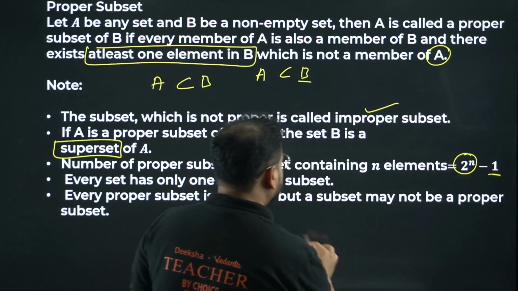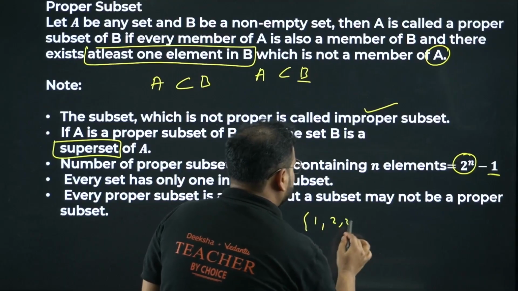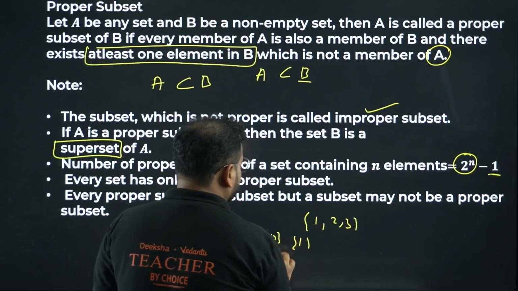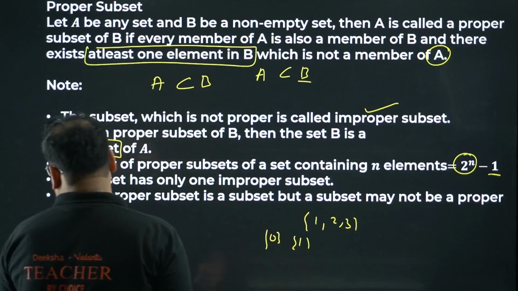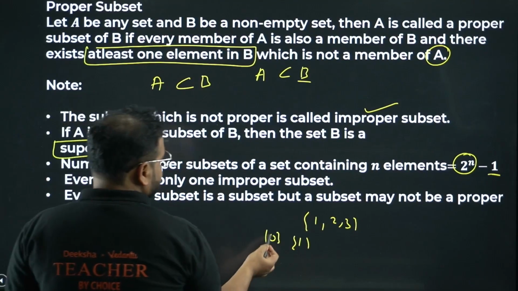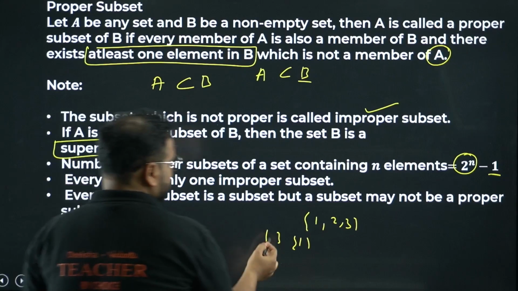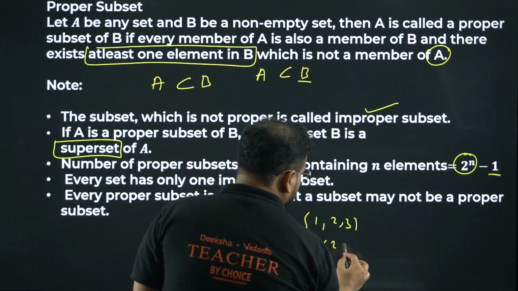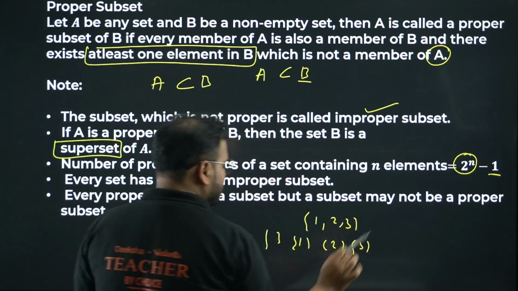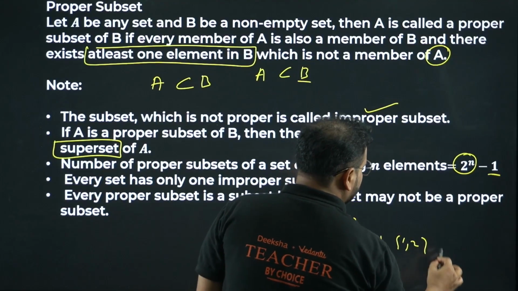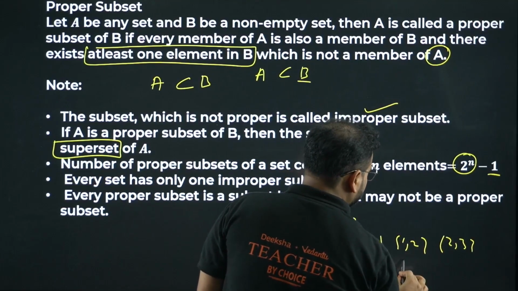If I'm talking about, let's say, this set {1, 2, 3}, I can write the null set, the empty set, over here, nothing is there. If I'm writing the number of subsets, please check. I can write nothing, {1}, {2}, {3}. These are singleton sets. We can write {1, 2}, {2, 3}, {1, 3}.